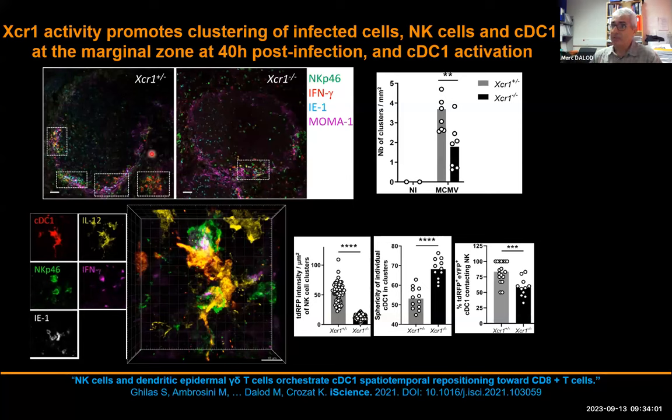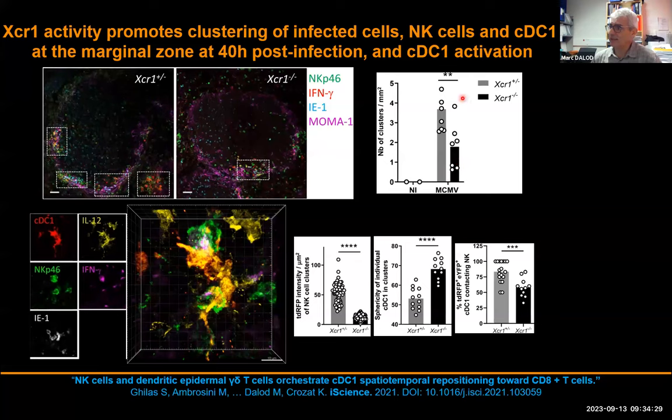to test our hypothesis? So we compared littermates, XCR1 knockout with heterozygous littermates that have an efficient XCR1 molecule. And Karin and her group quantitated the clusters of NK cells and infected cells in the marginal zone of the infected mice. You can see already on this picture that we see more clusters in this section of control mice than in this section of XCR1 knockout mice.